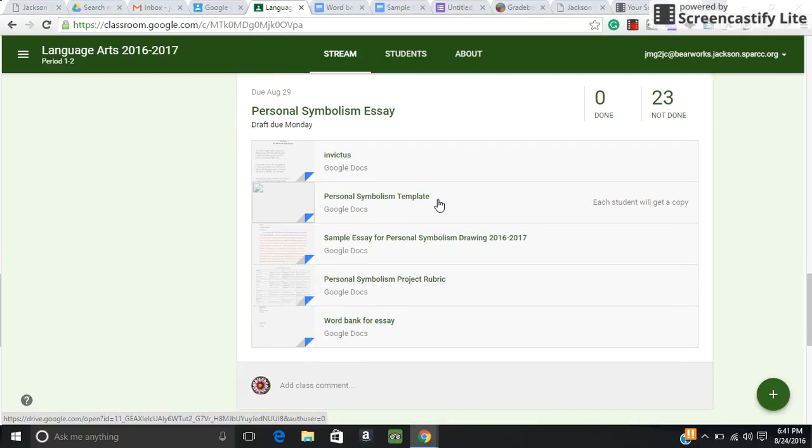Now remember, your post will look slightly different than mine because mine's the teacher version, but when you click on it, you'll have all of these documents. Here we have the poem and the directions, a sample essay, a rubric, and a word bank. Under the heading Your Work, you should have a blank document, and that's where you need to type your essay. So let's start by looking at the sample essay.